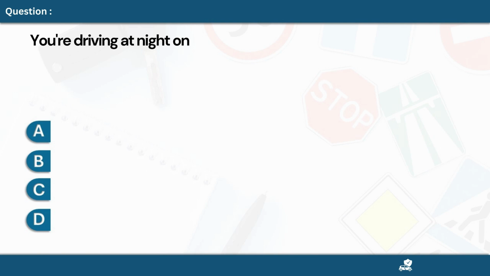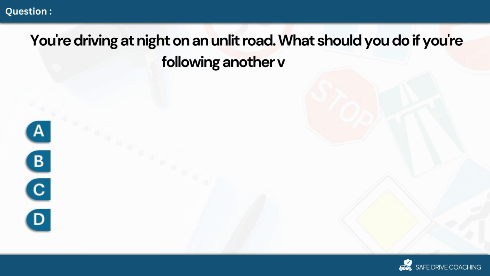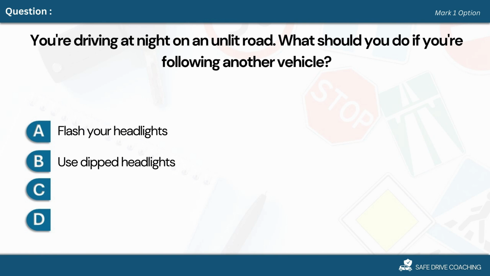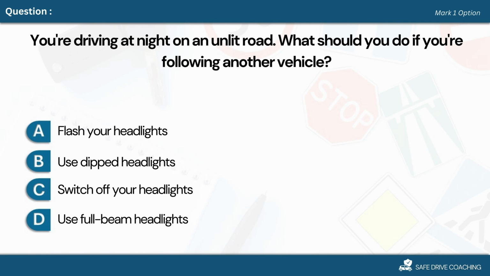You're driving at night on an unlit road. What should you do if you're following another vehicle? A. Flash your headlights. B. Use dipped headlights. C. Switch off your headlights. D. Use full beam headlights.